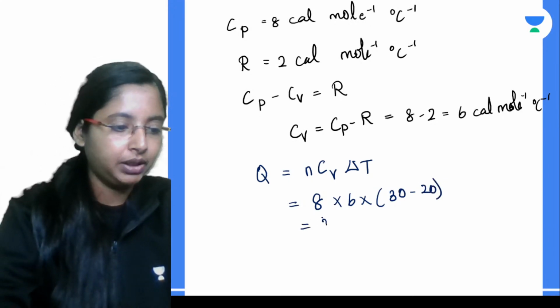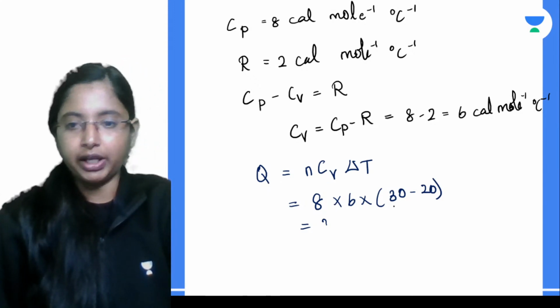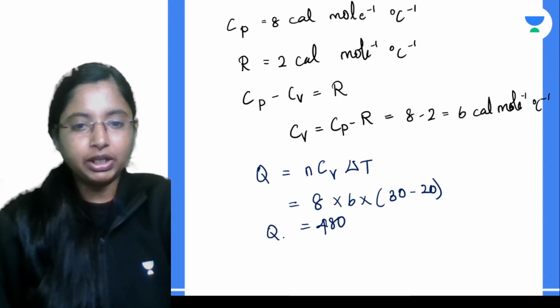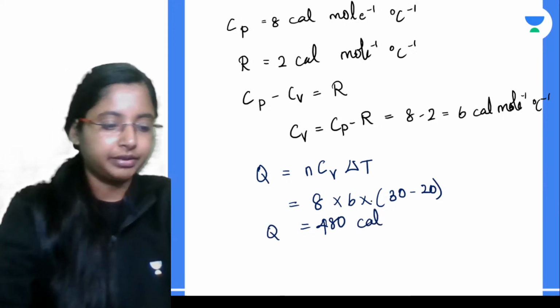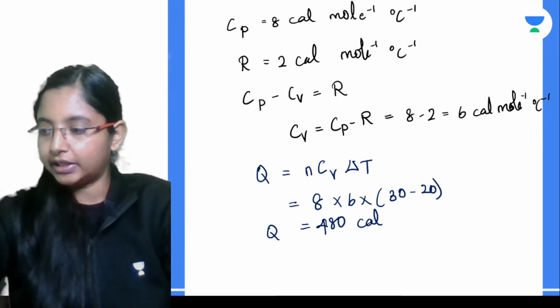Very simple, right? This is 8 times 6, so 8 times 6 is 48. The difference is 10. So this gives us 480. This is heat, so we are representing this in terms of calories.